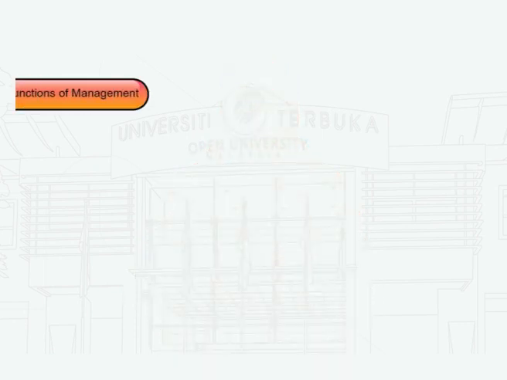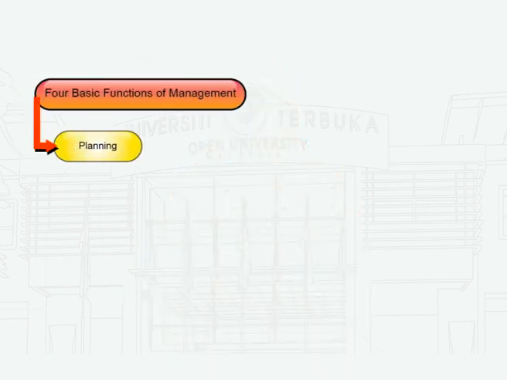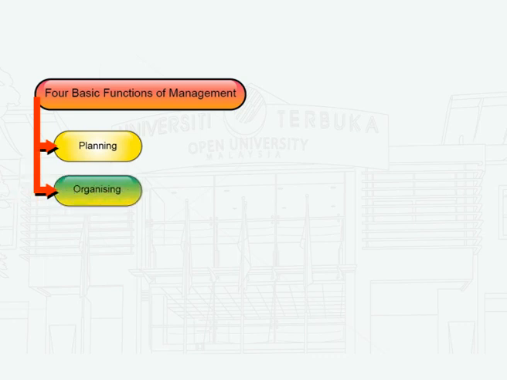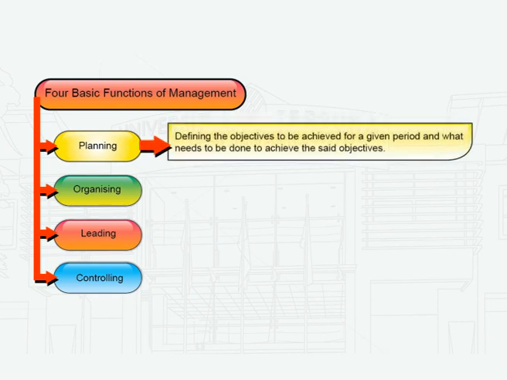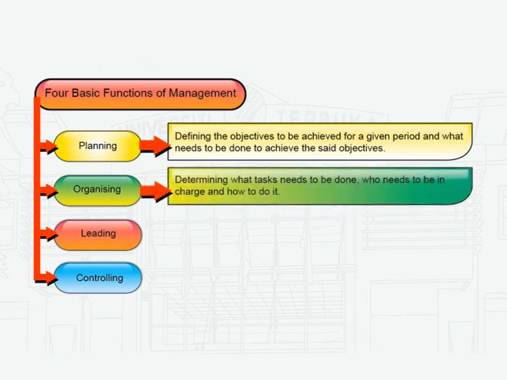Generally, there are 4 basic functions of management: planning, organizing, leading, and controlling. Planning refers to defining the objectives to be achieved for a given period and what needs to be done to achieve the set objectives. Organizing refers to determining what tasks need to be done, who needs to be in charge, and how to do it.